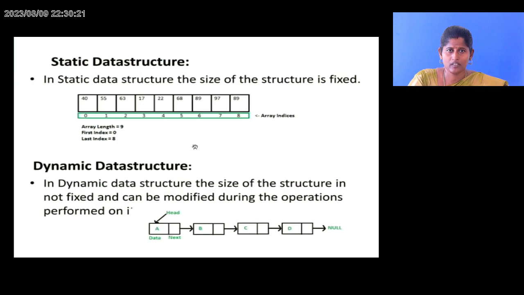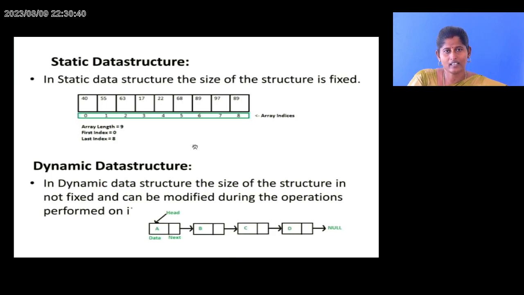For example, in the diagram, the elements have a fixed size. The array is indexed from 0 to 8, so the array size is 9. The values are indexed from 0 to 8, so the elements are organized from the 0th position to the 8th position.